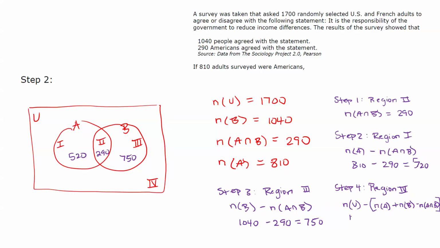So that would be 1700 minus 520 plus 290 plus, oh sorry, this would be plus, not minus, plus 750. I believe I switched those. It should be 750 and then 90. I didn't do it in the correct order. Let me write it in the correct order just so that you know.